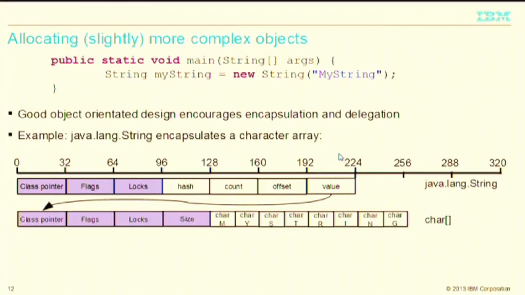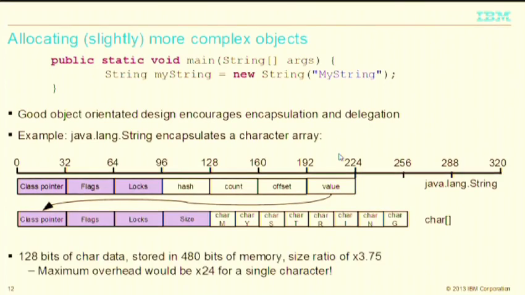So if you create a new string with my string in it, you actually get 2 Java objects created. One is the string itself, and the other is a character array that contains your data, which is my string. If you total up the overhead again, in this case we're using 480 bits worth of memory in order to store the 7 or so characters that is my string. So you've got an overhead of 3.75 to 1 for this. If you had a string with a single character in it, your overhead would actually be 24 to 1. So if you have to store just a single character, store it as a char on its own. Don't wrap it in a string object, because you'll save a lot of memory.